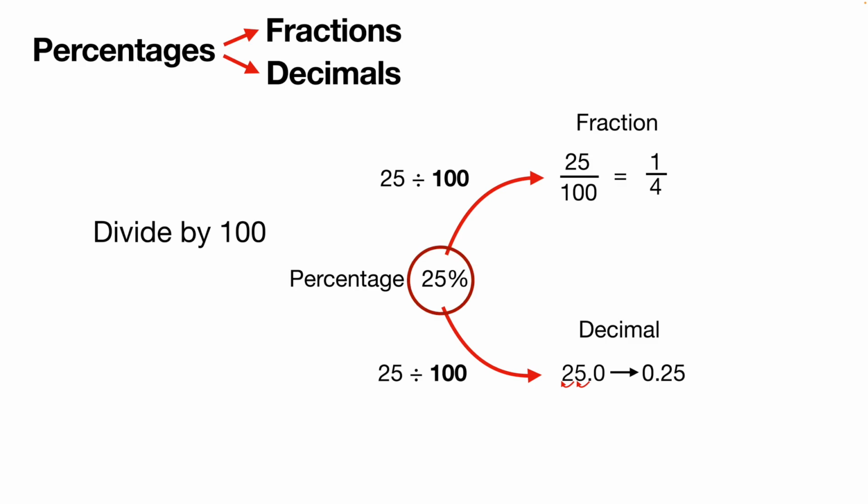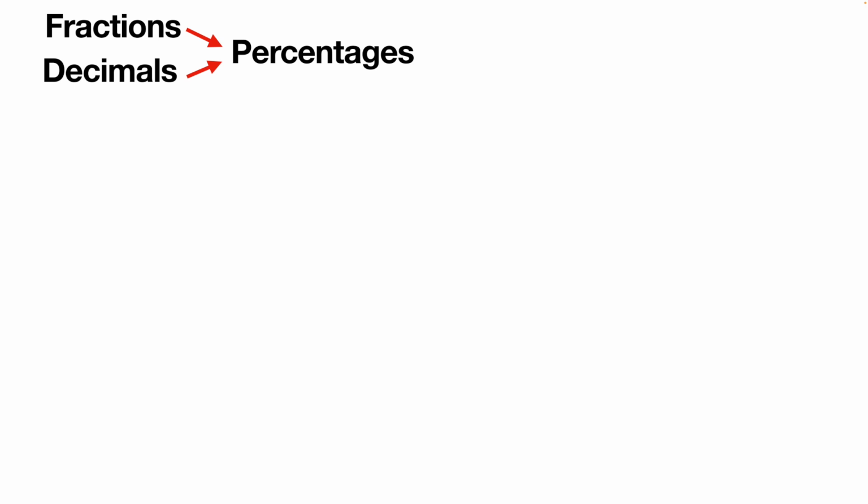Guess how we go the other way? Oh, let's just summarise this first. So 25% is a quarter, is 0.25. This is how we go the other way: fractions and decimals into percentages.